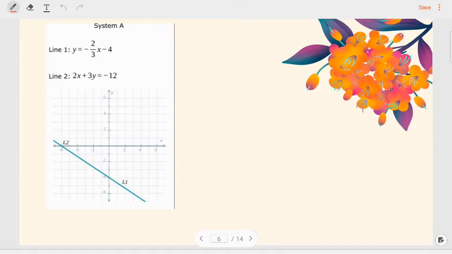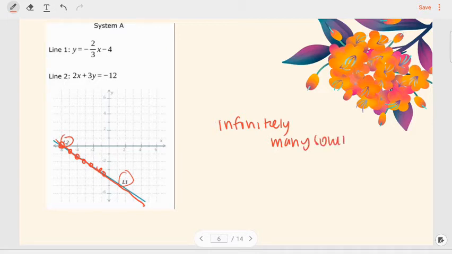Well, what if I look at a graph and line 1 and line 2 are the same line? They're stacked on top of each other. How many solutions does that have? Well, I would say that they have a solution at every single point. Now, how do I say that in math terms? I would say that there are infinitely many solutions.